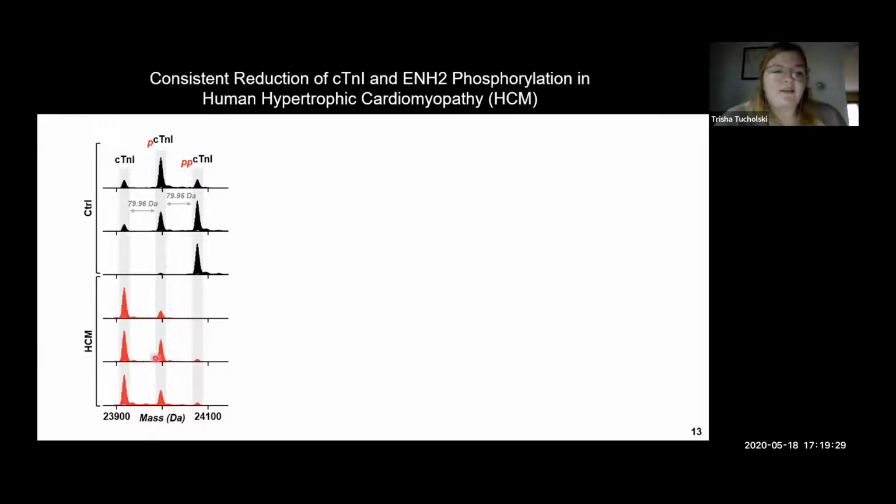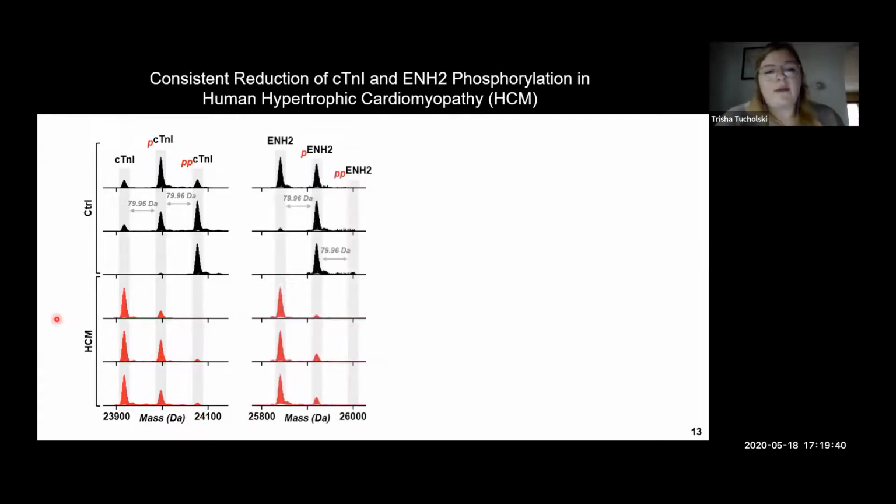So you can see actually that in the HCM samples, you see this decrease in phosphorylation. So you see an increase of the unmodified version of the protein. So that indicates a decrease. And so this isn't anything new. Other groups have observed a decrease in phosphorylation in tissue from HCM patients.